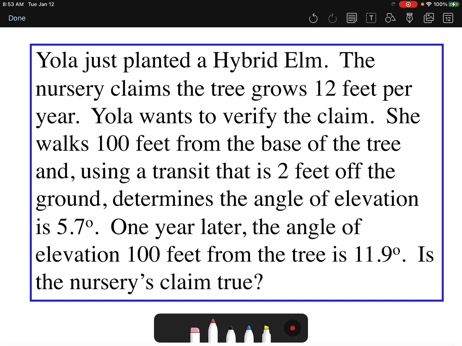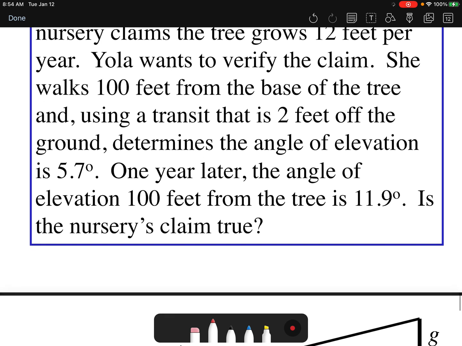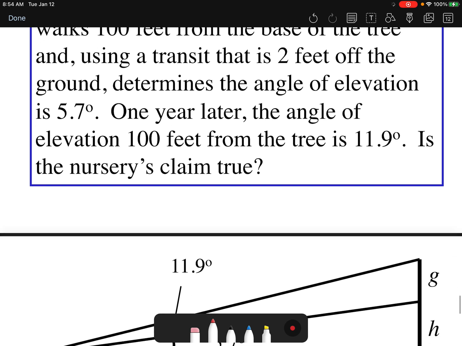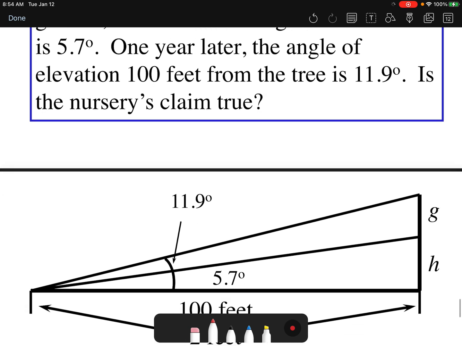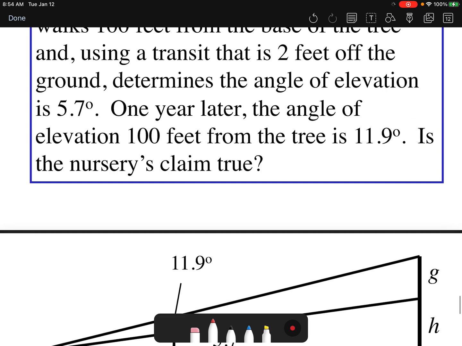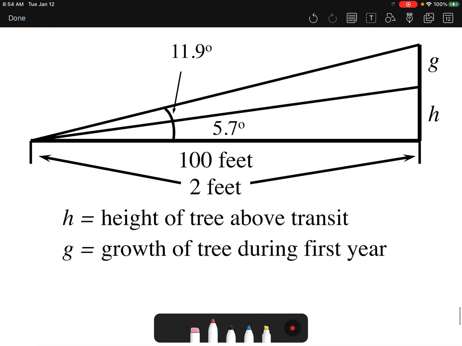Yola just planted a hybrid elm. The nursery claims the tree grows 12 feet per year. Yola wants to verify the claim. She walks 100 feet from the base of the tree and, using a transit that measures angles, that's 2 feet off the ground, it determines the angle of elevation is 5.7 degrees. 1 year later, she does the same exact thing and finds it's 11.9 degrees. Is the nursery's claim that it grows 12 feet per year true?